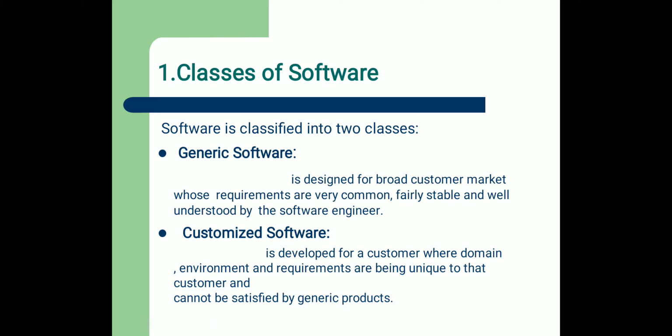So generic software means regularly used applications. When the customer or user tells, I need like this or I need that, like a market strategy, or if you develop a supermarket, whatever small requirements they have, that is called generic software. Customized software is developed for a customer where the domain, environment and requirements are unique to the customer and cannot be satisfied by the generic product.